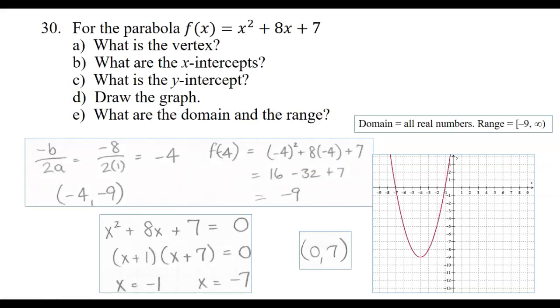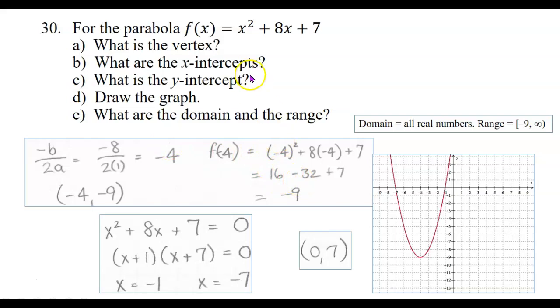For the parabola x squared plus 8x plus 7, what's the vertex? Well, the x-coordinate of the vertex would be -b divided by 2 times a. Here that would be -8 divided by 2 times 1, which is -4. And then the y-coordinate of that point would be, if you plug in negative 4 for x, you get positive 16 plus negative 32 plus 7, which comes out to be negative 9. So the vertex is at negative 4, negative 9.